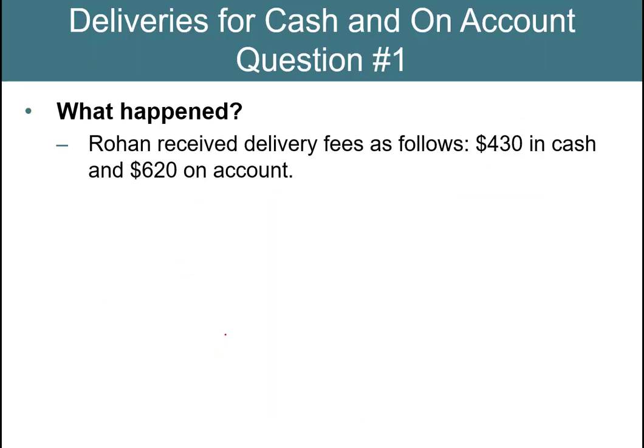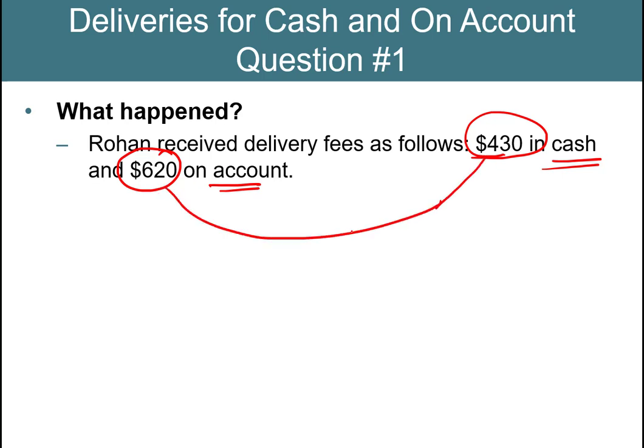The next one is Rohan received delivery fees as follows. Rohan provided the services to the clients and he received 430 in cash. This is a cash receipt whereby the balance is on account. I mean the customer promised to pay at a later date. So the total revenue will be 620 plus 430. This is your delivery fees revenue. That is $1,050.